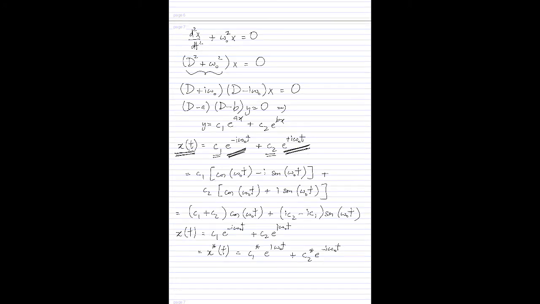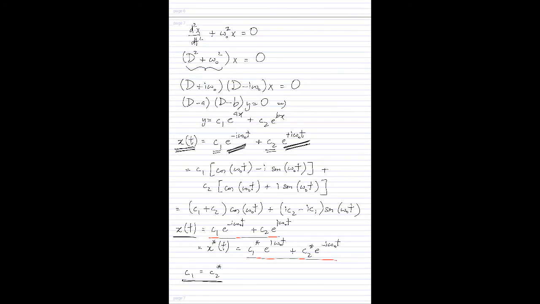Okay, fine. And then if this has to be equal to this, then I must have that c1 must be equal to c2 star. You can also say that c2 is equal to c1 star, but that's just the complex conjugate of this equation. So there's really only one condition: c1 is equal to c2 star, otherwise your position is not guaranteed to be real.